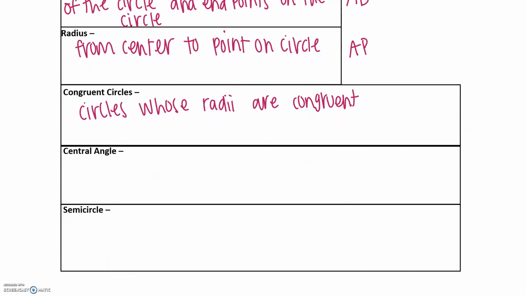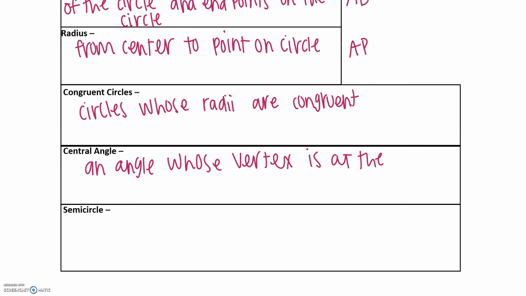A central angle is an angle whose vertex is at the center of a circle. And you guessed it, a semicircle is just half of a circle.